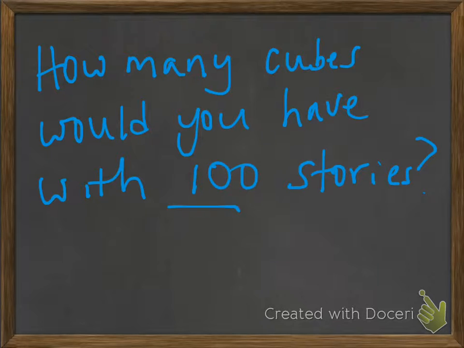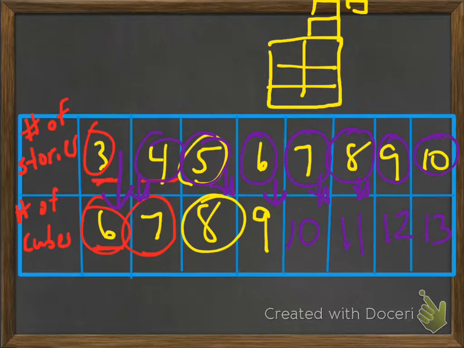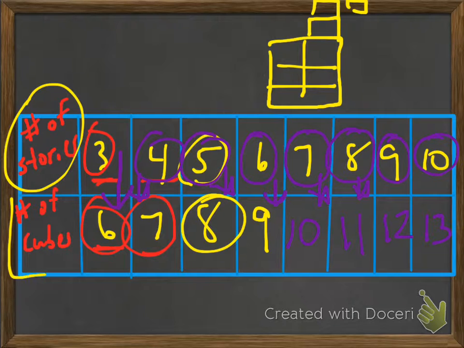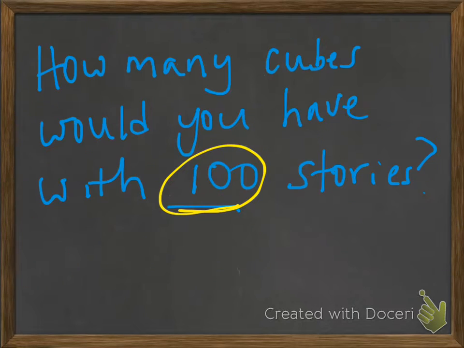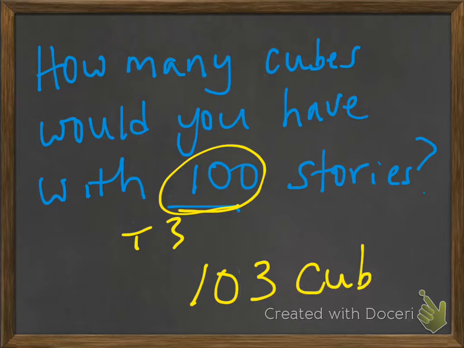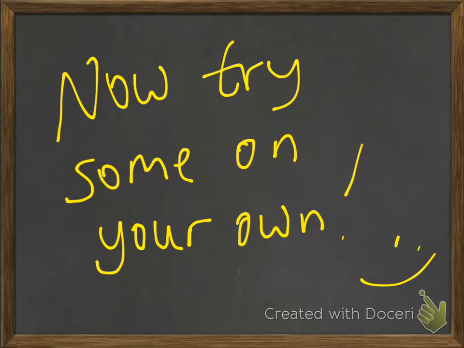Alright, so how many cubes would you have with 100 stories? And again, if we go back and look here at our sample, number of stories, and we continue to add 3, and that would be our total number of cubes. So even though it's 100 stories high, we would still add 3, and we have a total of 103 cubes. Is that what you came up with? Good job. Now try some on your own. Good luck.